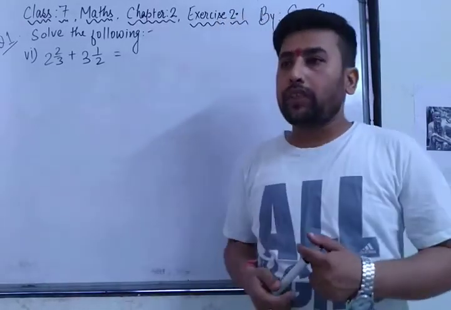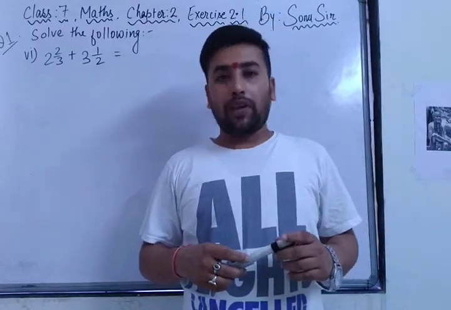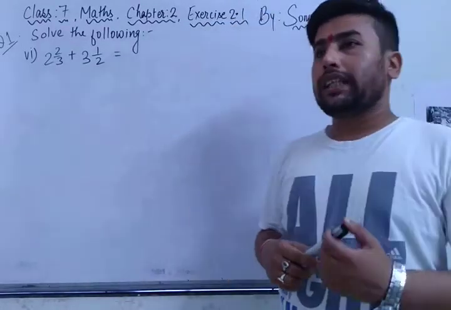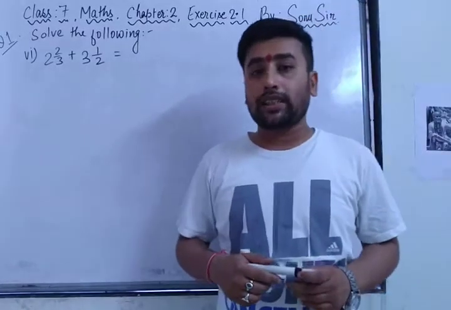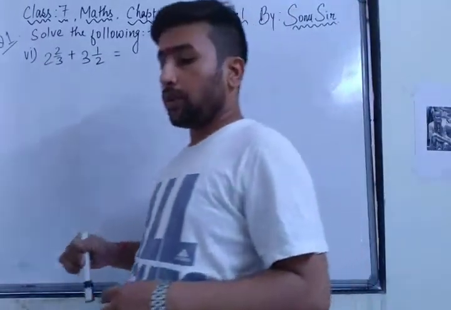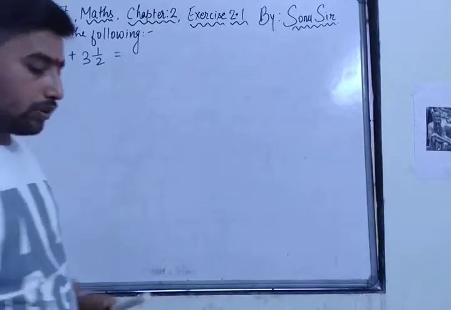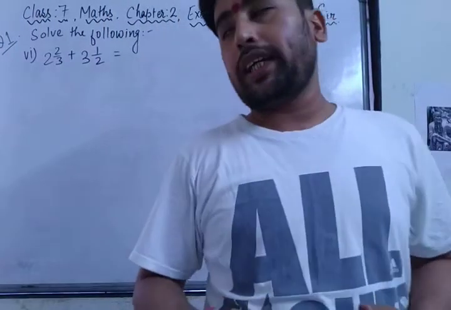Actually, in the previous video I had explained to you about chapter number 2, decimals and fractions. In that video I had also explained exercise 2.1, first question. There are a total of 7 questions in question number 1. I had explained till question number 5, 7 by 10 plus 2 by 5 plus 3 by 2. Today I am going to explain this addition. You have to just solve the following.